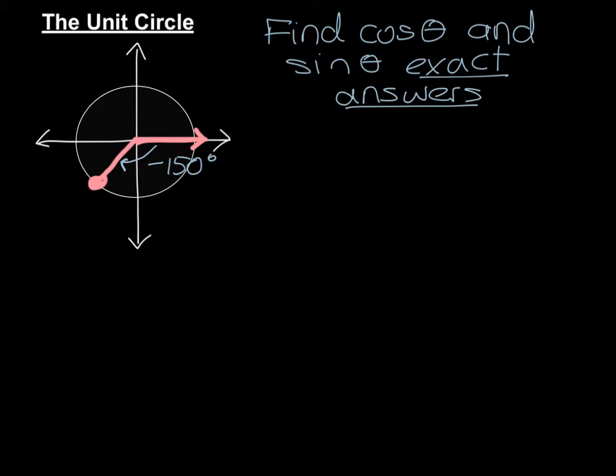Using the unit circle, we're going to find the cosine of theta and the sine of theta, looking for the exact answers, not for the rounded values. In order to do this, we need to know a few things first.